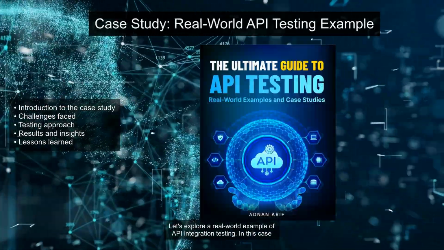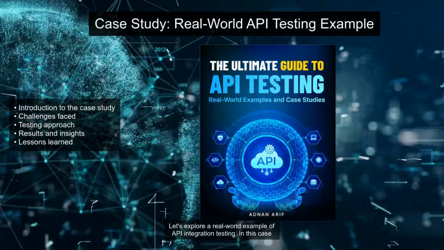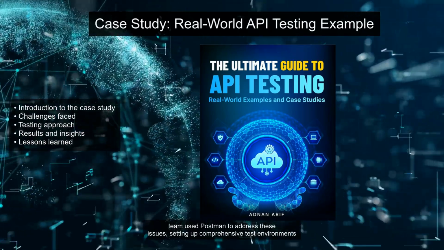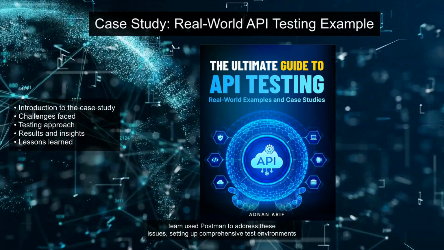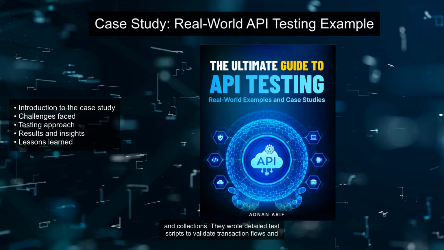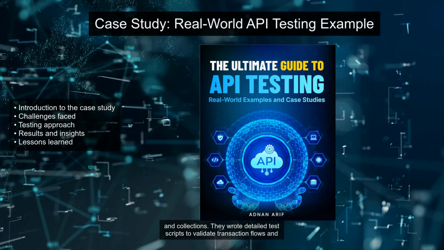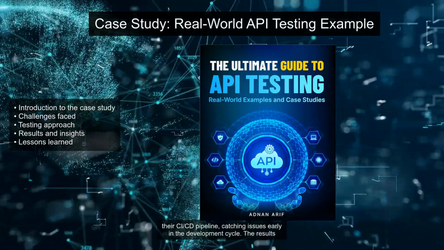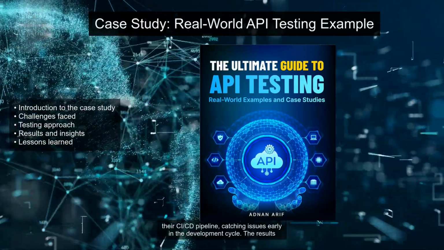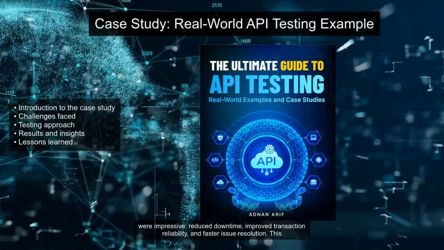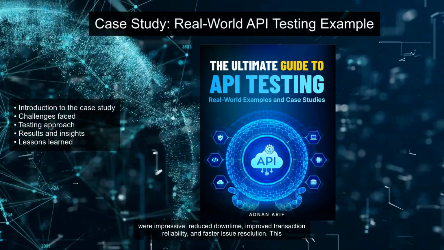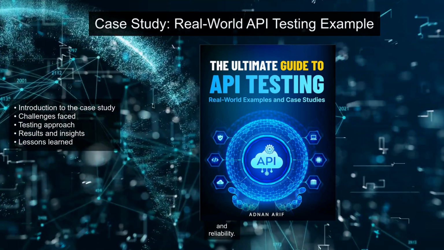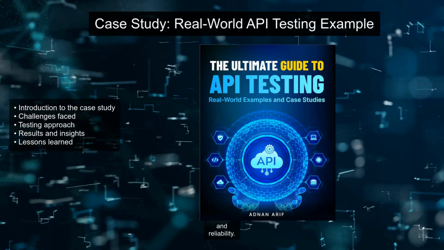Let's explore a real-world example of API integration testing. In this case study, a fintech company faced challenges with their payment processing API. The team used Postman to address these issues, setting up comprehensive test environments and collections. They wrote detailed test scripts to validate transaction flows and ensure data integrity. By automating tests with Newman, they integrated testing into their CI/CD pipeline, catching issues early in the development cycle. The results were impressive: reduced downtime, improved transaction reliability, and faster issue resolution. This case underscores the power of effective API testing in enhancing software quality and reliability.